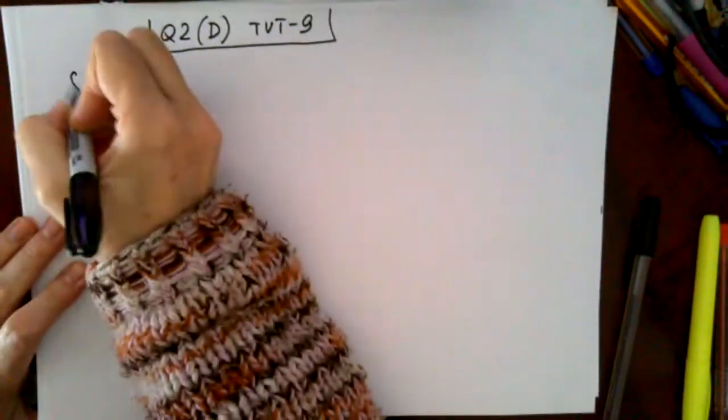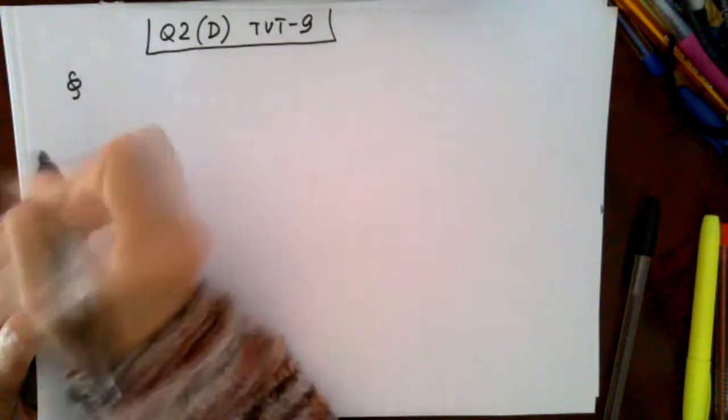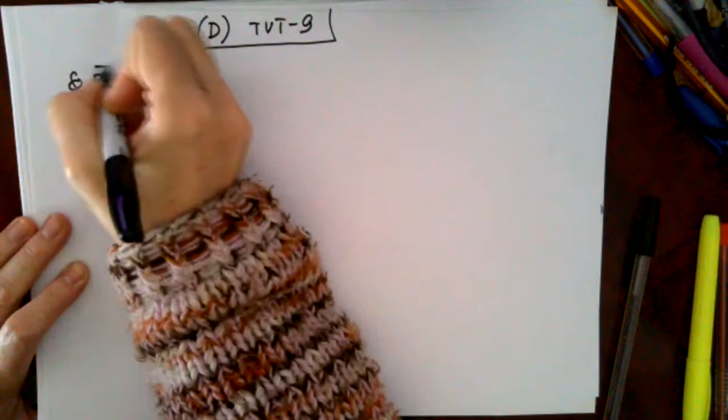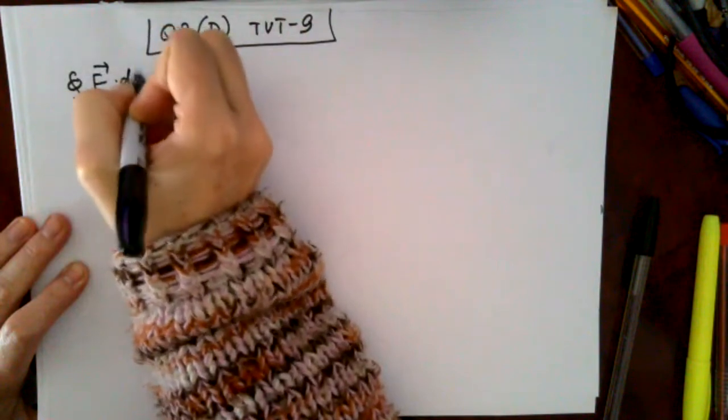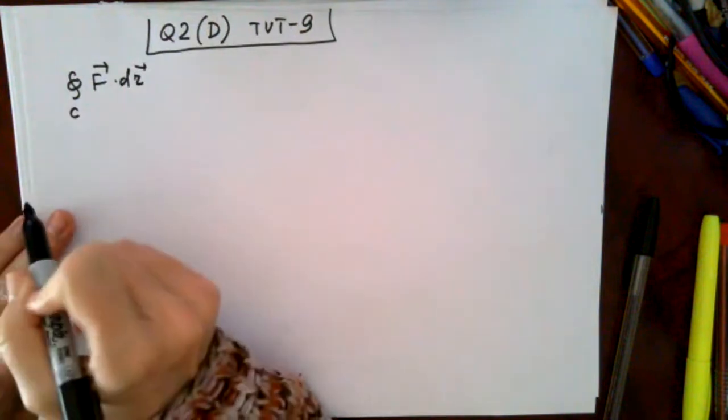So you are asked to calculate circulation. You can see the circle indicates that you are dealing not with the work integral, but with the circulation of the vector field F dr over some contour or some path L.